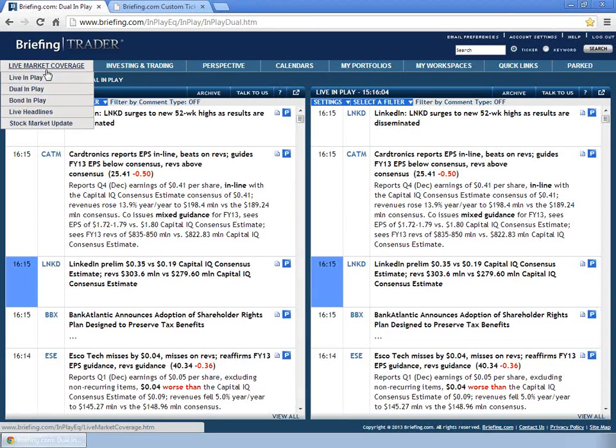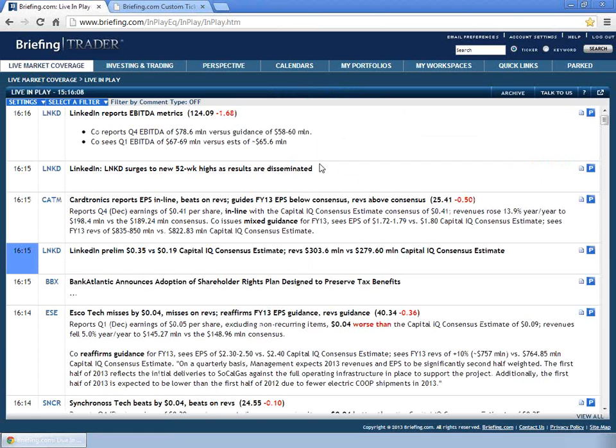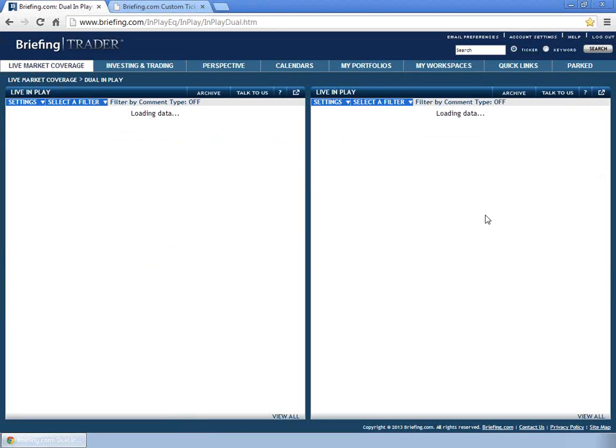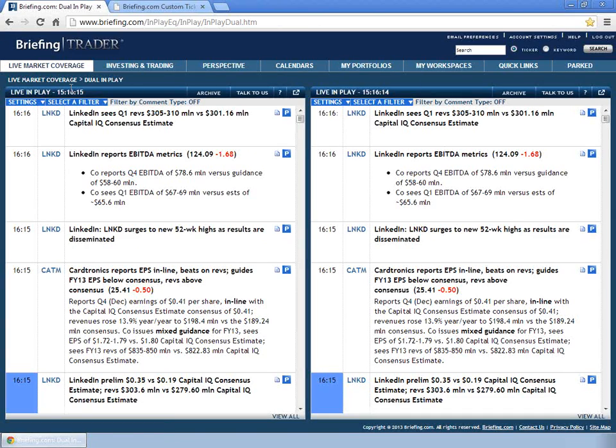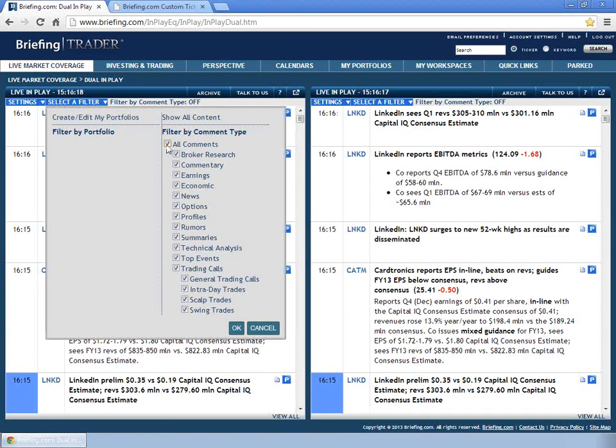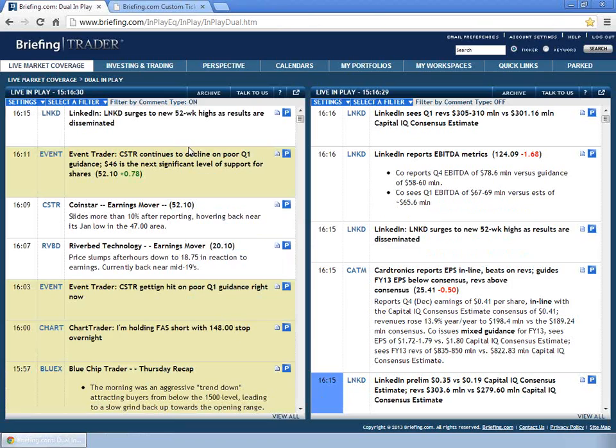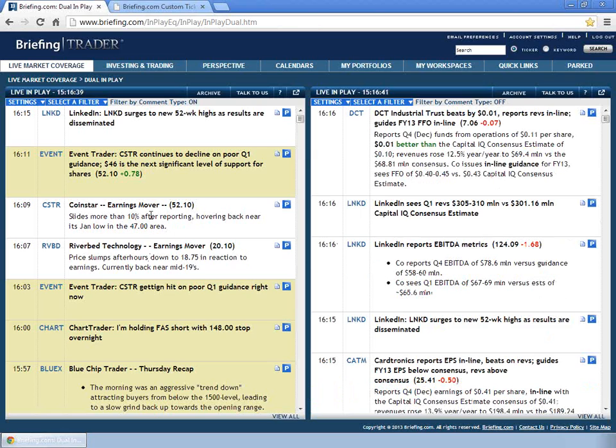You'll see there's a difference here between dual in-play and live in-play. Live in-play will give you one single screen. The advantage of dual in-play is that you can set up filters. So on one side, what I typically do is I'll have trading calls, technical analysis, and rumors selected, because these are the things I trade. When I want to know anything important that's coming out, I want that to come across on the left side of the screen. So I can basically filter the page by the types of information that I need to help me trade.